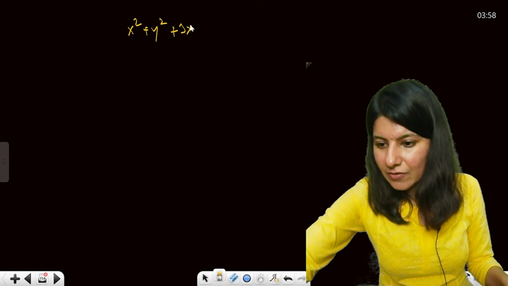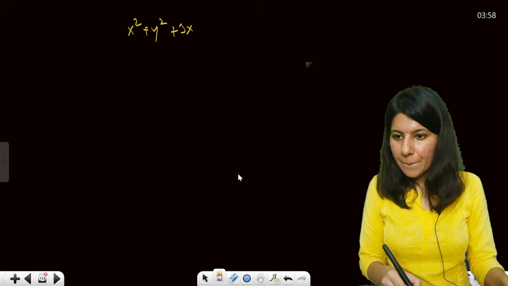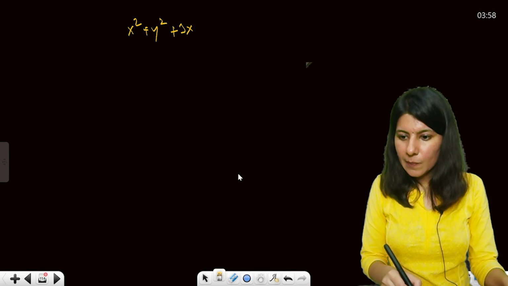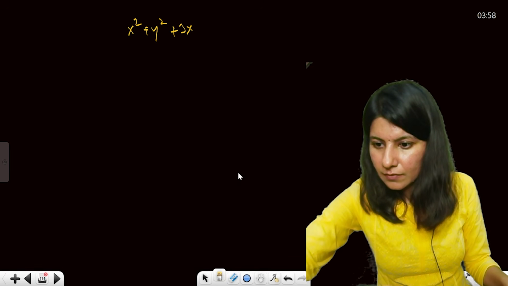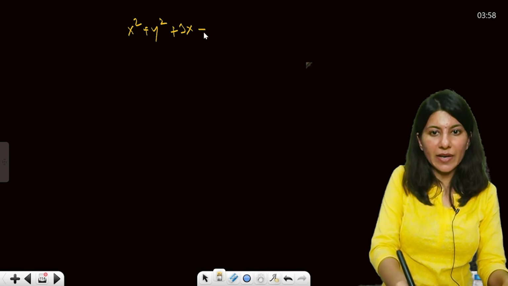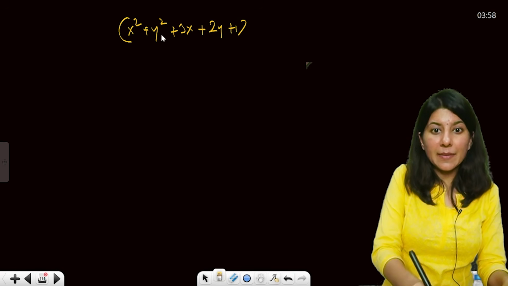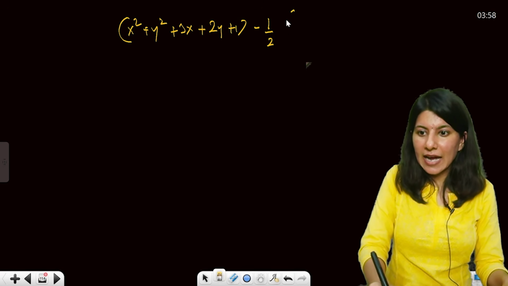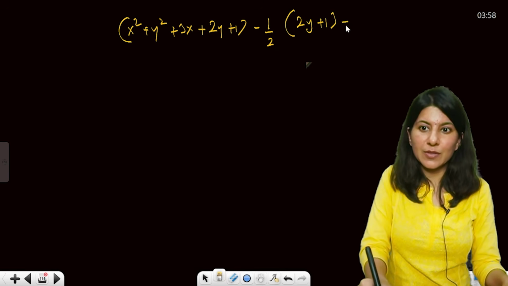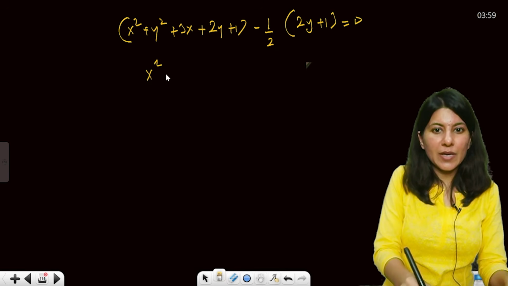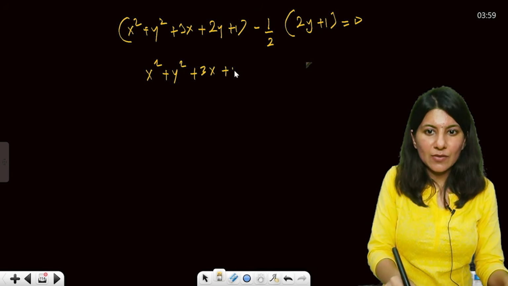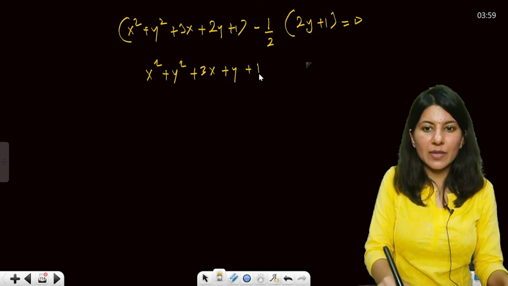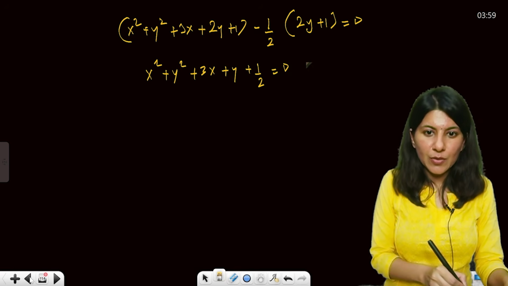Plus 3x. Then we have x square plus y square plus 3x plus 2y plus 1. Lambda is minus half, and the equation of the diameter is 2y plus 1 equals to 0. Just solve it. x square plus y square plus 3x as it is, 2y and minus y, so plus y. 1 minus half plus 1 by 2 equals to 0. So now you can check the answer.